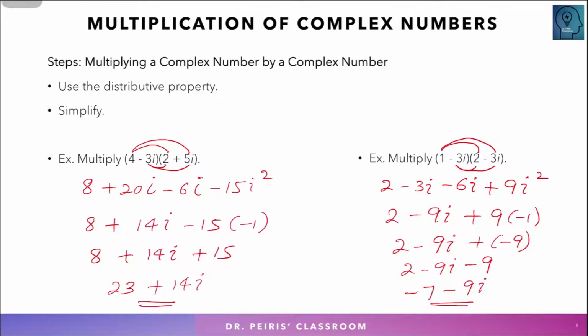So this is what you do when you have to multiply two complex numbers. Make sure that you multiply each and every term in the second parenthesis by each and every term in the first parenthesis, and then substitute negative 1 for i squared, and then at the end you combine the real parts together and the imaginary parts together.